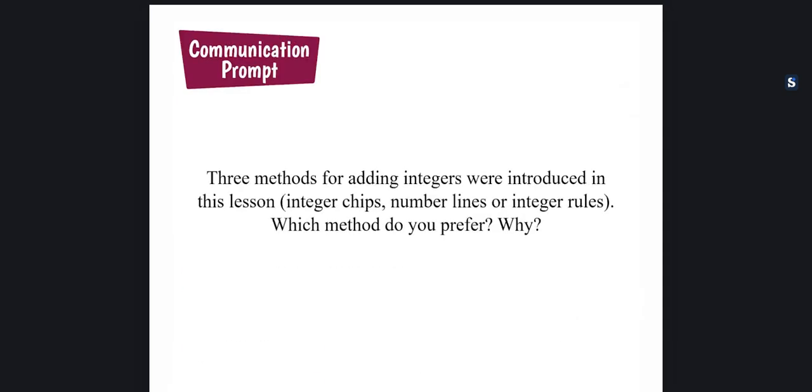Consider this. 3 methods for adding integers were introduced in this lesson: integer chips, number lines, or integer rules. Which method do you prefer? Why? What do you think?